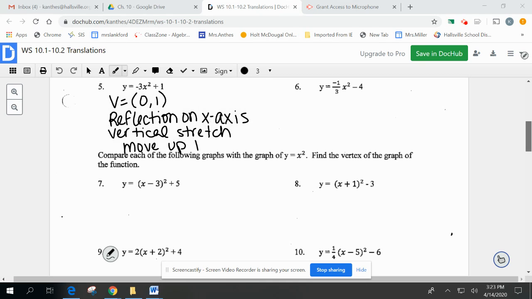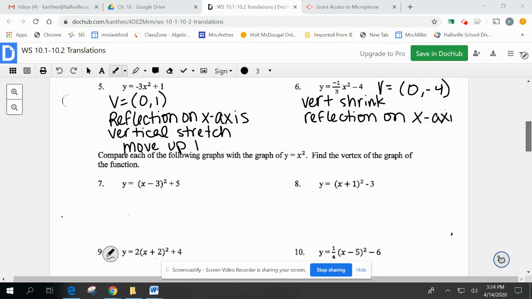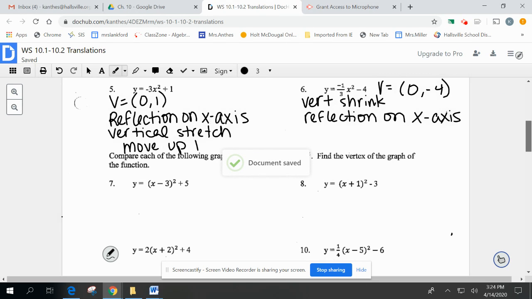Okay, number 6, your vertex, 0, negative 4. We have 3 movements going on here too, or translations is what you should call them. We have that 1/3 is going to cause a vertical shrink. The negative is going to cause a reflection on the x-axis. And the minus 4 is going to cause it to move down 4.